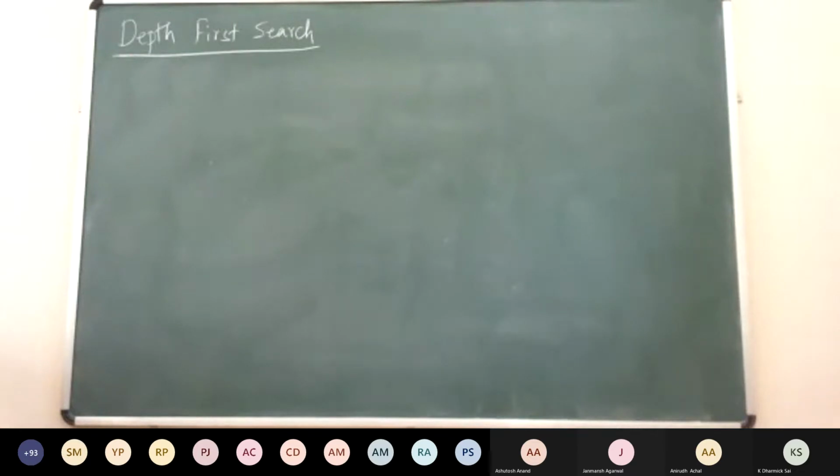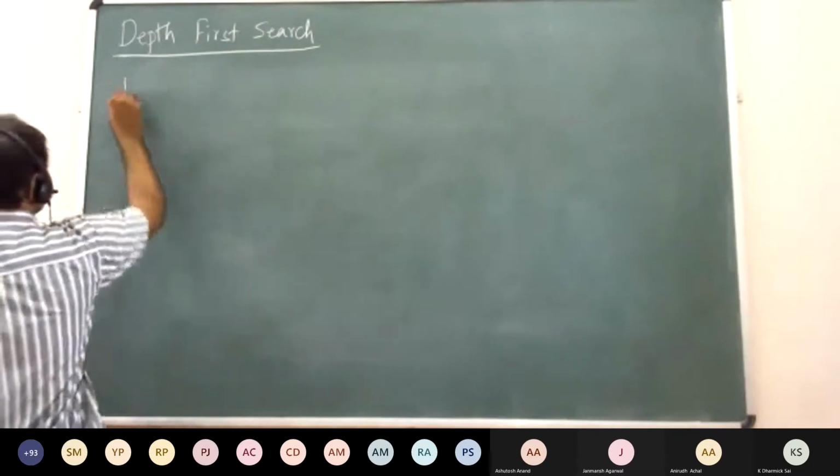Now, we'll go still further into the DFS. Let us generalize it for other classes of graphs. Till now we are looking at undirected graphs. Now let's see what happens to this depth first search once we look at directed graphs, right?